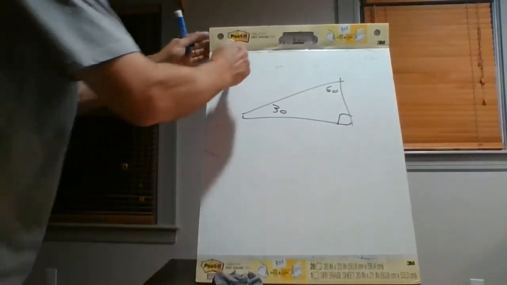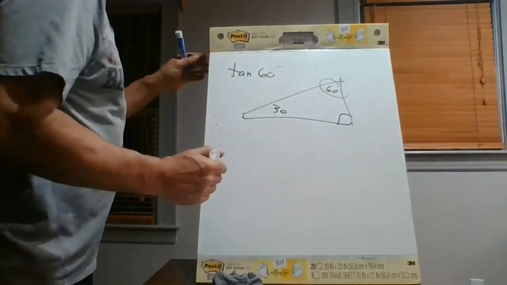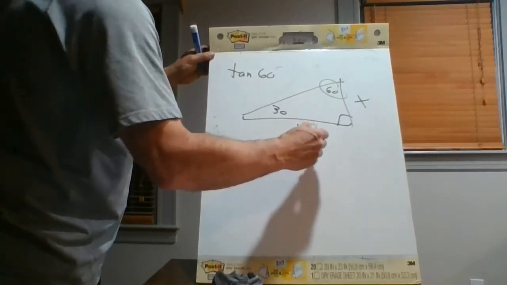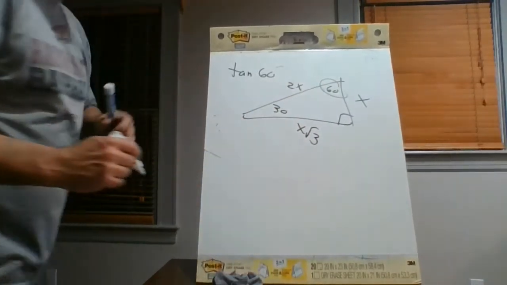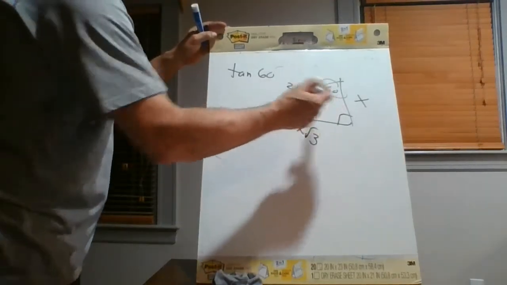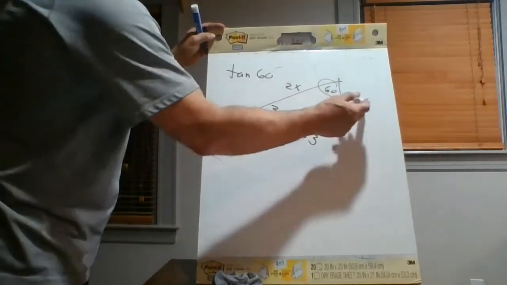In number 11, they want tangent of 60. Well, here's our 60, and it works this way. That's how our 30, 60, 90 triangle works. So tangent of 60 is opposite over adjacent. Tangent is opposite over adjacent.